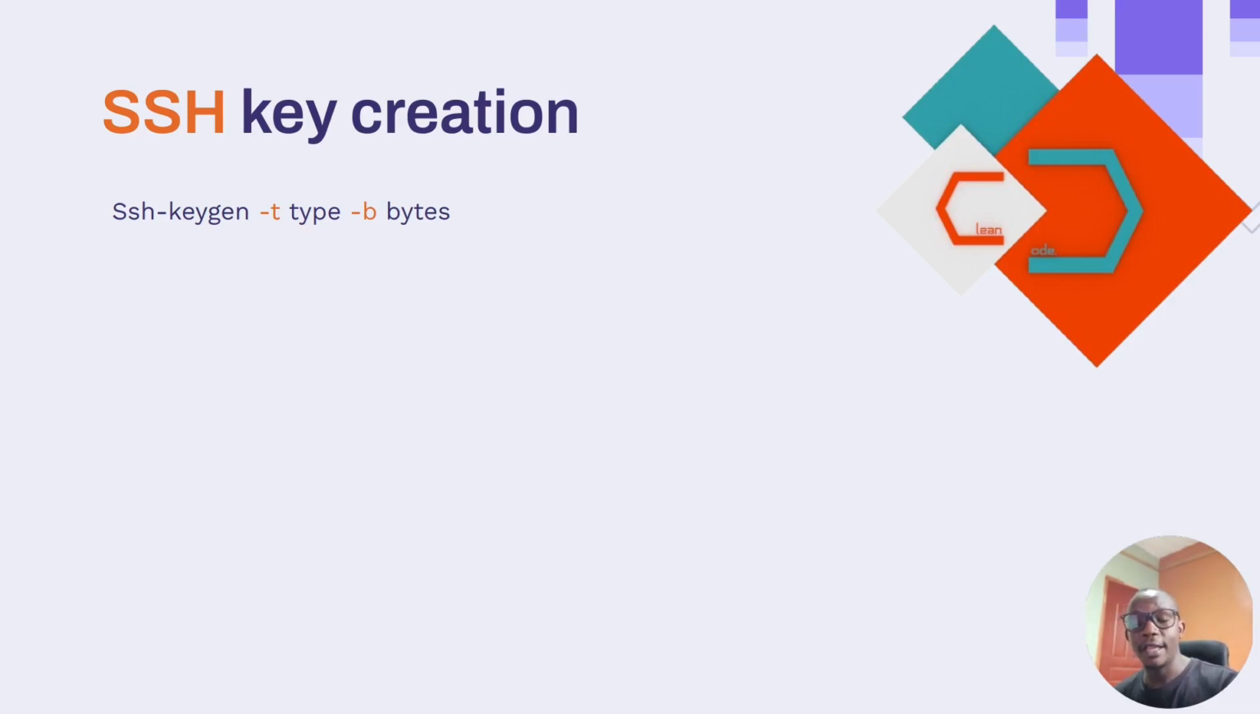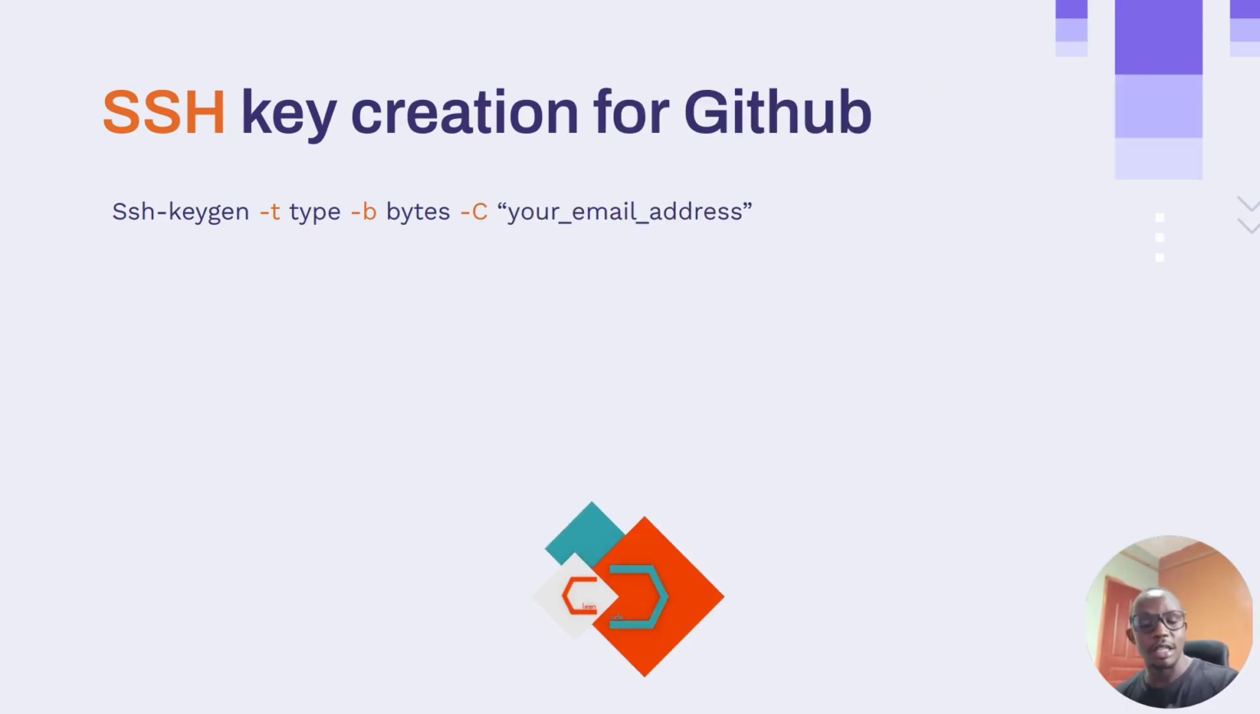Now, after specifying the options for whichever algorithm you're going to use, SSH Keygen is going to generate a public and private key pair. But now, if you're supposed to interface with GitHub, the command is a little bit different. Apart from using SSH Keygen, the type, the bytes, we're also going to include the C option, where you're going to pass in quotes the email address that you use to register for a GitHub account. Now let's see exactly how we can generate a private public key pair, and how we can use these keys to establish a secure connection with our GitHub repository.